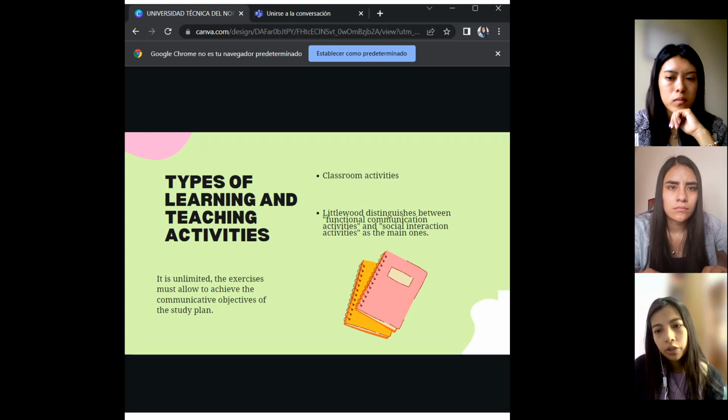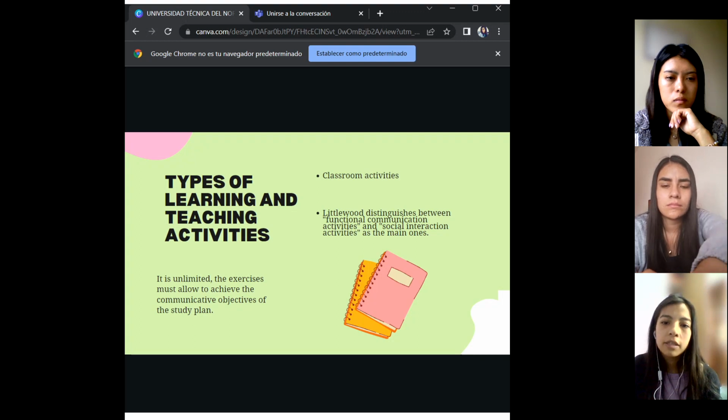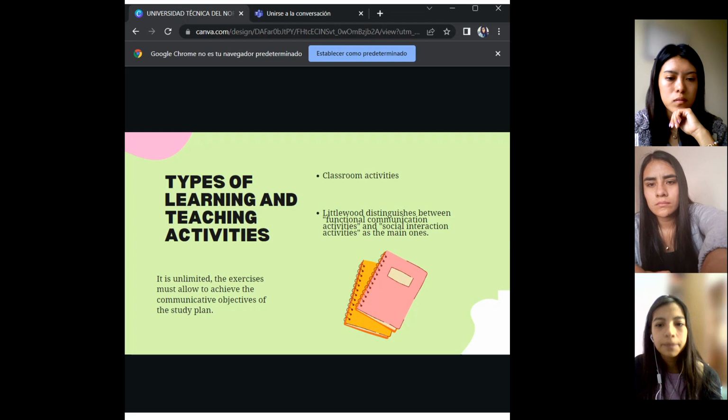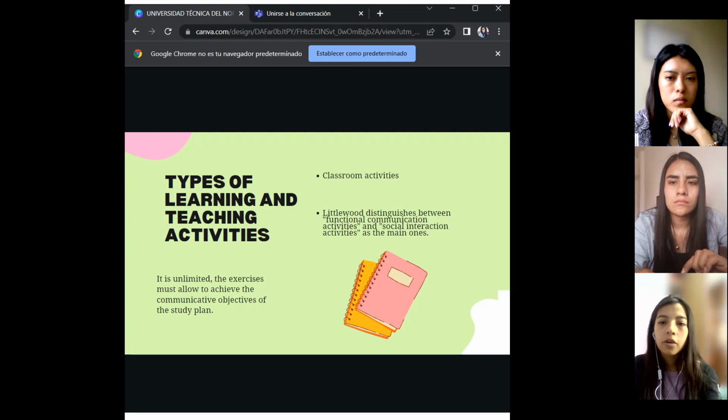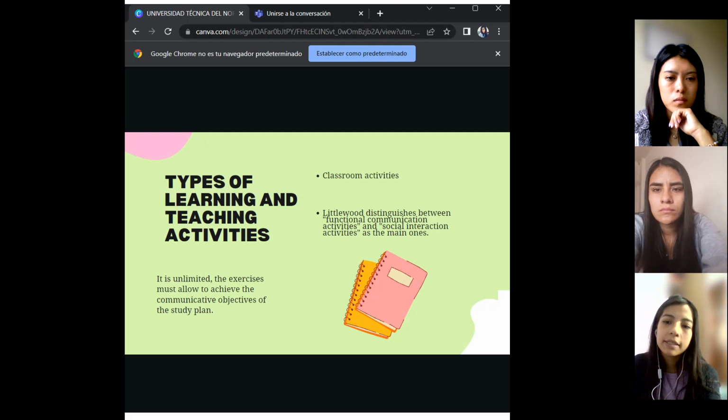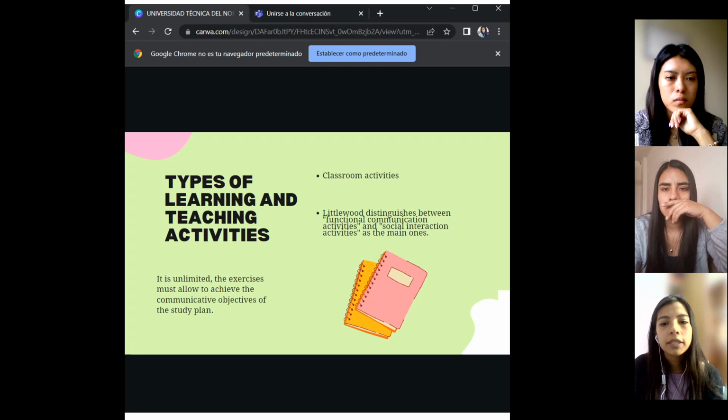Littlewood distinguishes between functional communication activities and social interaction activities as the main ones. The first includes tasks such as having students compare sets of images and note similarities and differences. The second includes sessions such as conversation and discussion.